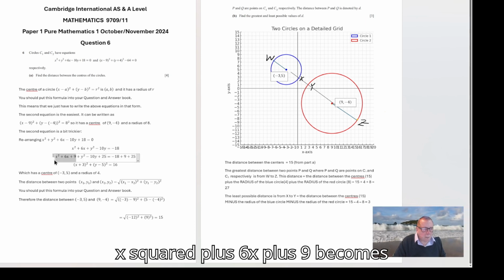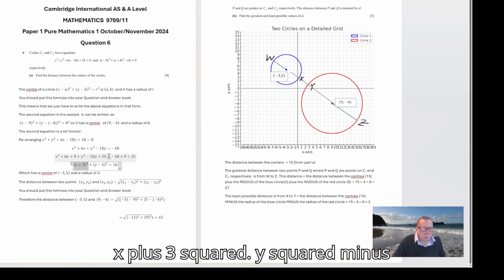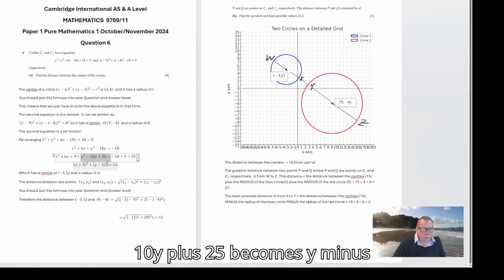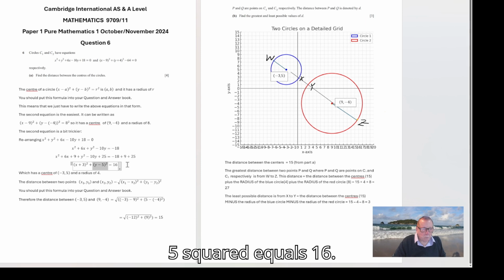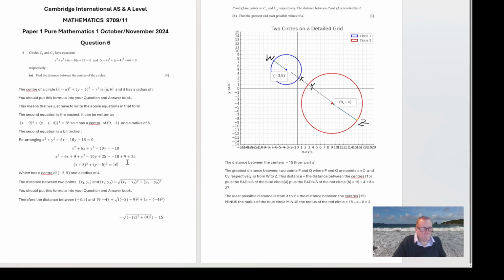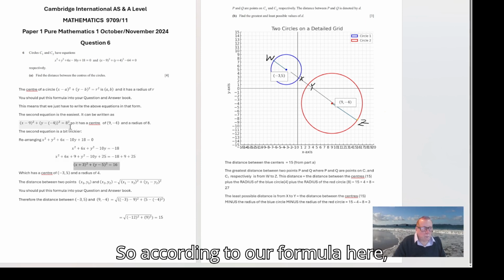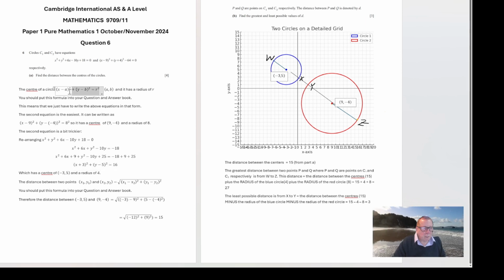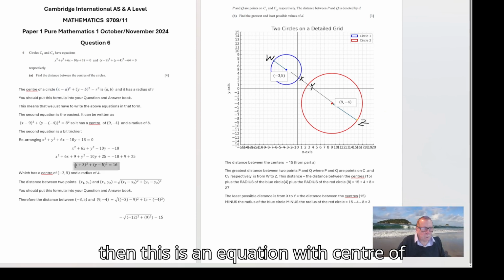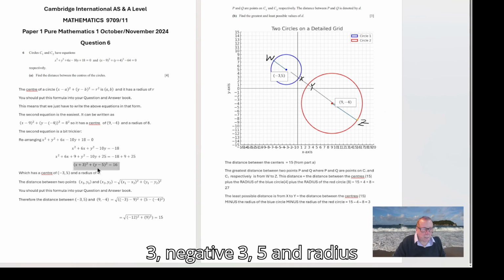x² + 6x + 9 becomes (x + 3)². y² − 10y + 25 becomes (y − 5)² = 16. So according to our formula here, this is an equation with a center of (−3, 5) and a radius of 4.